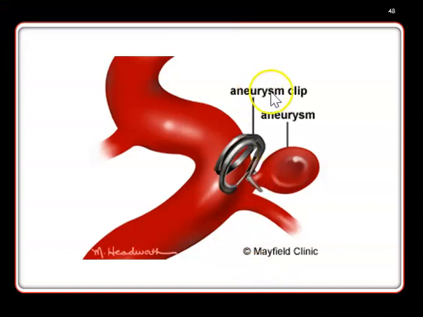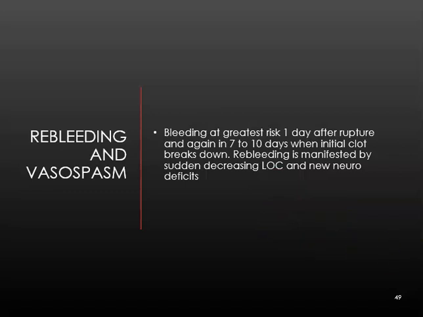There is a picture right here with an aneurysm clip for repair. There's your aneurysm, there's the normal vessel, and there's the clip cutting that area off from the vessel. With these patients, rebleeding and vasospasm is going to be a pretty big risk, and that is greatest about 1 day after rupture, and then again at the 7 to 10 day mark when the initial clot breaks down. So you really want to make sure that you're monitoring your patient for any sudden decreasing level of consciousness and any new neurological deficits.